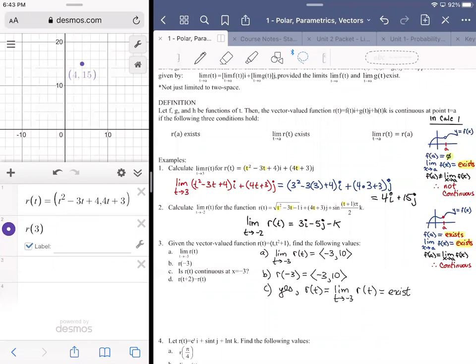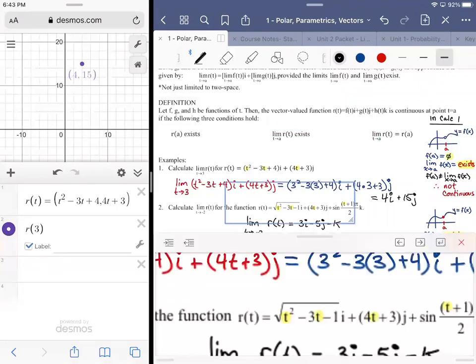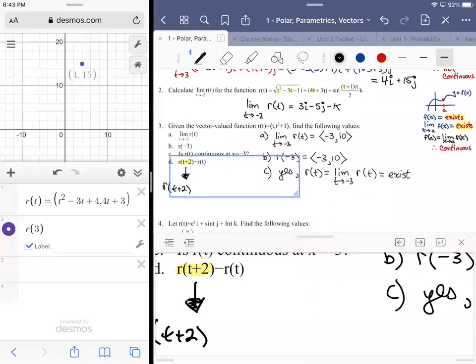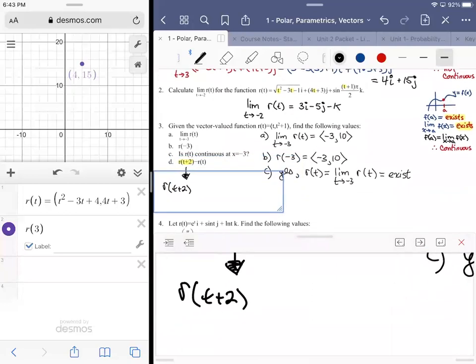So R of t plus 2, that's just straight up substitution. I'll just chuck this right below, because we already know what R of t is. So this is really the crux of the whole thing. So R of t plus 2 would be telling me, I'm going to use my writing tool here because my handwriting is garbage now.